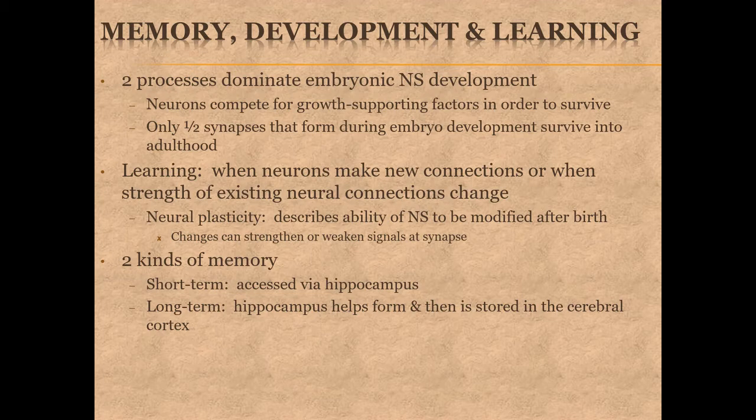Neuroplasticity describes the ability of the nervous system to be modified after birth. These changes can strengthen or weaken signals at the synapses depending on what's going on, if you're trying to learn something or if you have dementia. Those are just two examples.